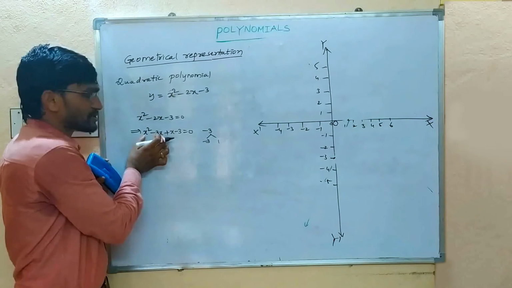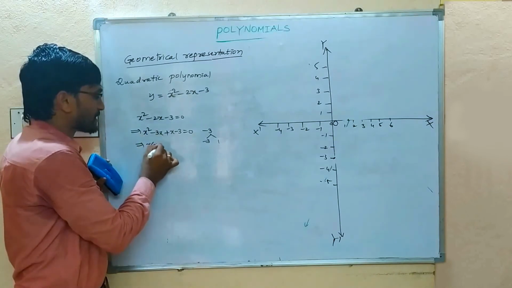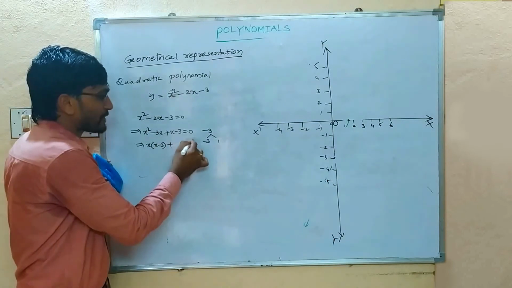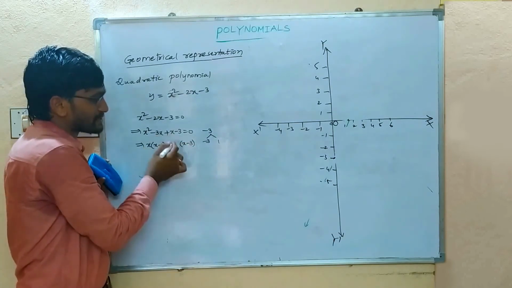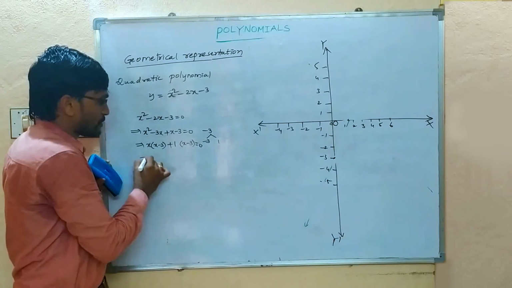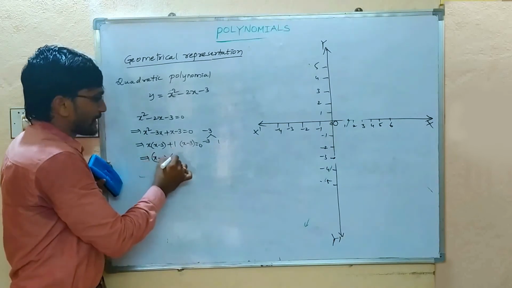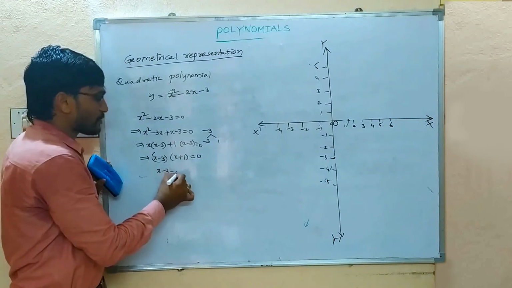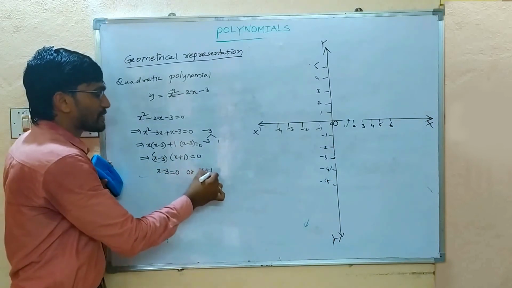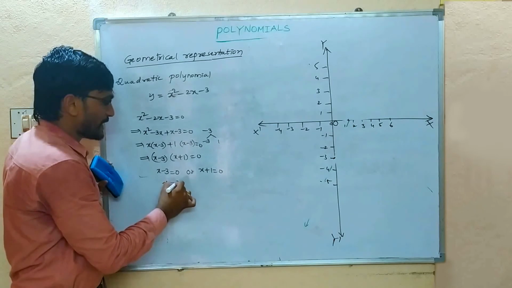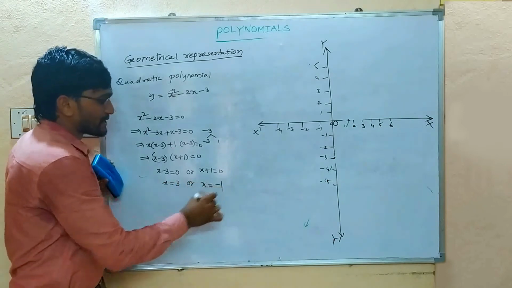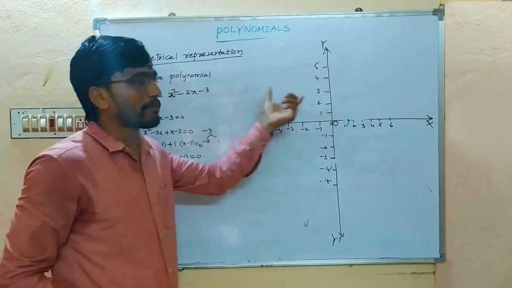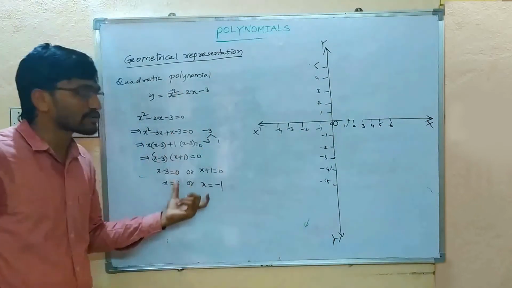In these two terms the common factor is x, so x into x minus 3. Write this x minus 3 as it is. By what term can we multiply x minus 3 to get the remaining term? We get x plus 1 equal to 0. So x minus 3 into x plus 1 is equal to 0, that is x minus 3 equal to 0 or x plus 1 equal to 0. x equal to 3 or x equal to minus 1. So for drawing the graph of a quadratic polynomial, first we have to calculate the zeros of that polynomial.